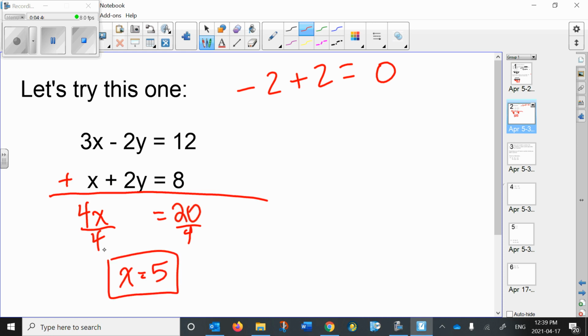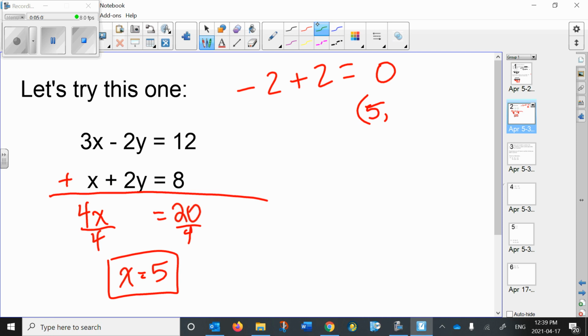What does that tell me? Well, that tells me my x coordinate, just like when we were doing the graphing and the substitution, for my solution, the x coordinate is a 5. But I need to figure out what my y value is. In order to figure out my y value, I can just plug in my x to either one of these equations. It doesn't matter which one. I usually pick the easiest one.